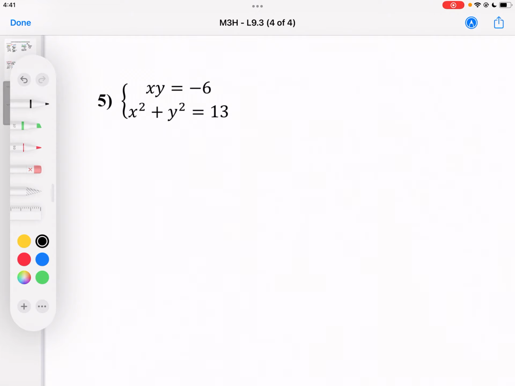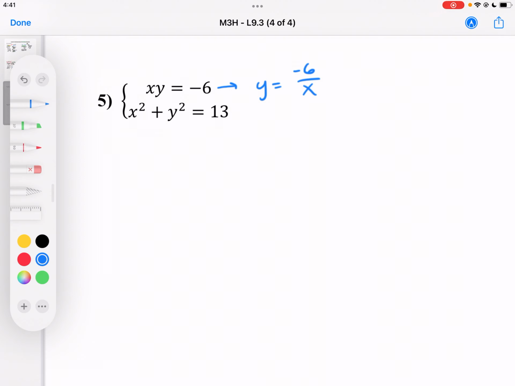Let's go ahead and do a few more. So this next one I have, we are going to have to do substitution method for this one. There's actually no other way. There's no elimination method. And since there's no x squared or y squared, I'm actually going to go ahead and solve for x or y on the following. So I've got y is equal to negative 6 over x.